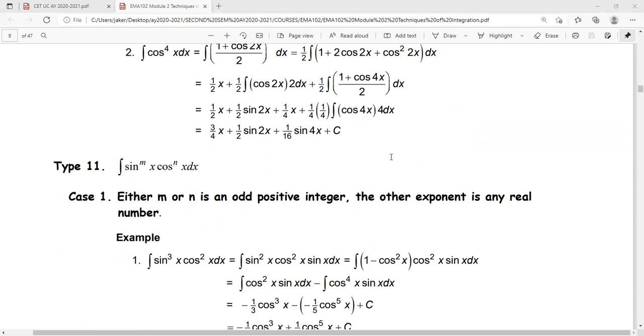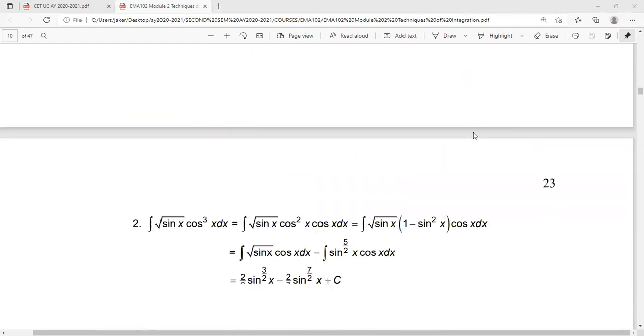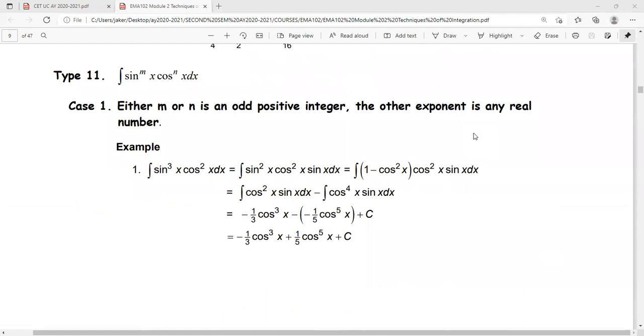Now, type 2 does not deal only with one of these two functions, sine and cosine, but this time we have a combination of the two. So we have also two cases in here. Okay, so let's look into the first case first.